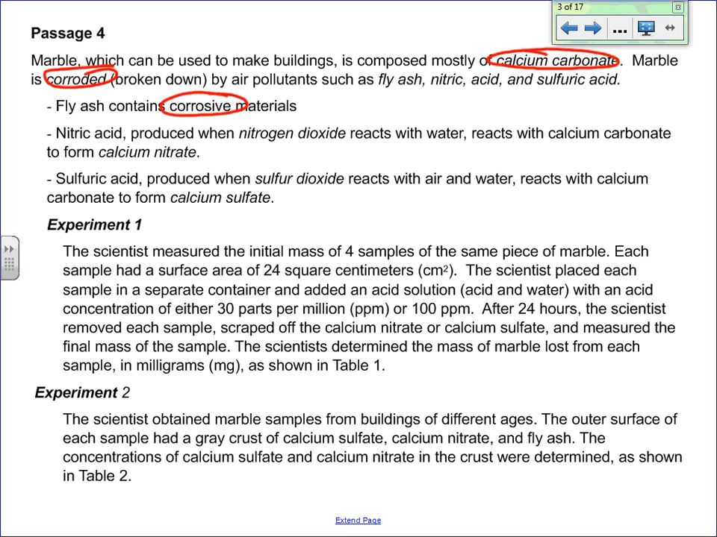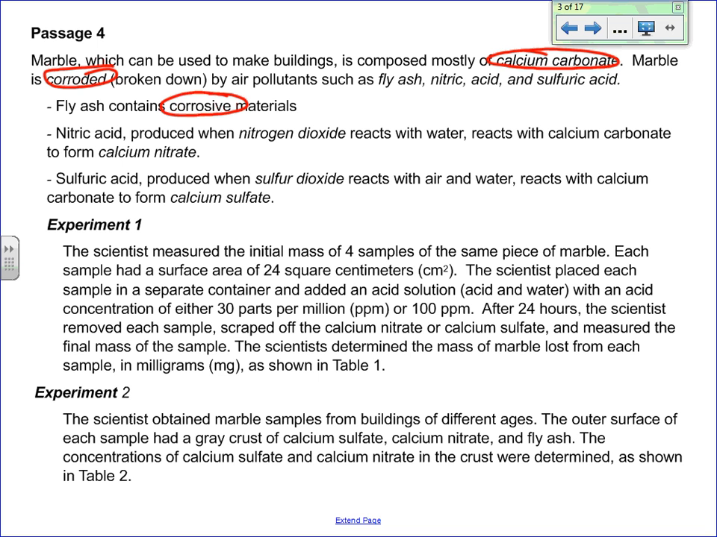What is calcium carbonate? All right, if you read that whole first sentence, it says marble, which can be used to make buildings, is composed mostly of calcium carbonate. So what is calcium carbonate? Yeah, it's marble, that rock, that heavy rock, made mostly of calcium carbonate. When you think of calcium carbonate, think of that really dense, solid rock, marble, that a lot of buildings are made out of.